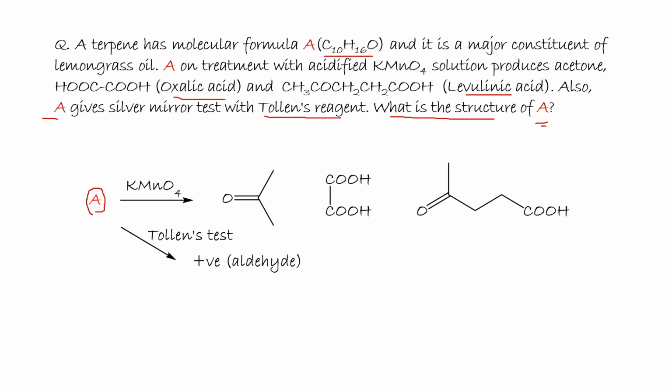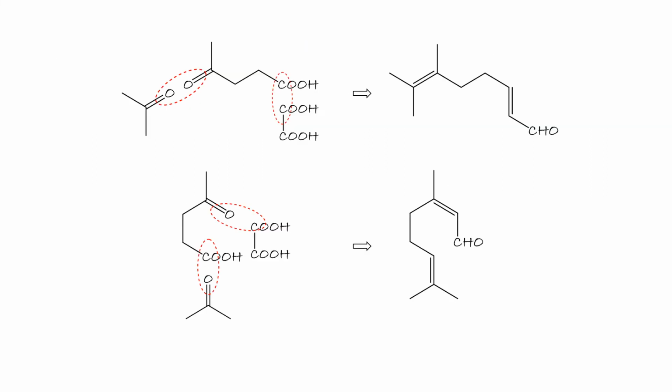Compound A, with potassium permanganate, gives a mixture of acetone, oxalic acid, and levulinic acid. With Tollens reagent, it gives a positive test, silver mirror deposition. Okay. Well, thinking backward, each C double bond O will get together to form an alkene. So in this case, C double bond O and C double bond O will get together to form a double bond.